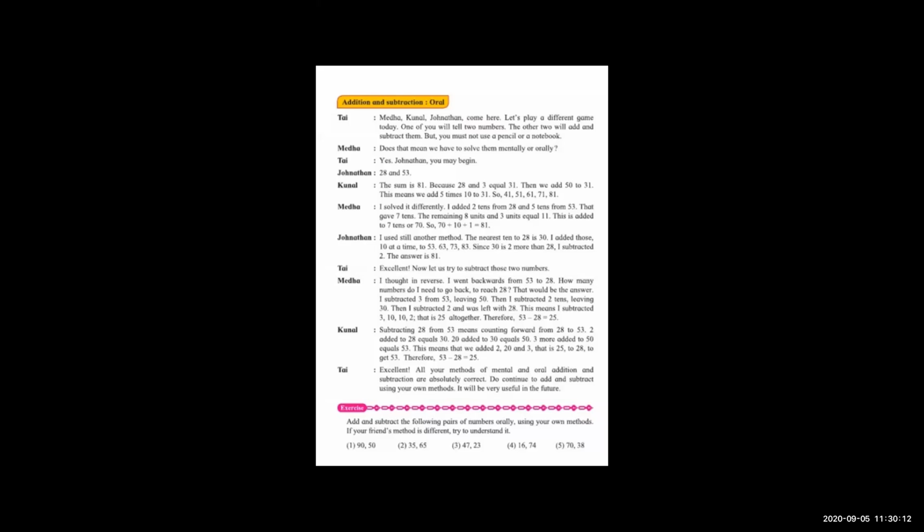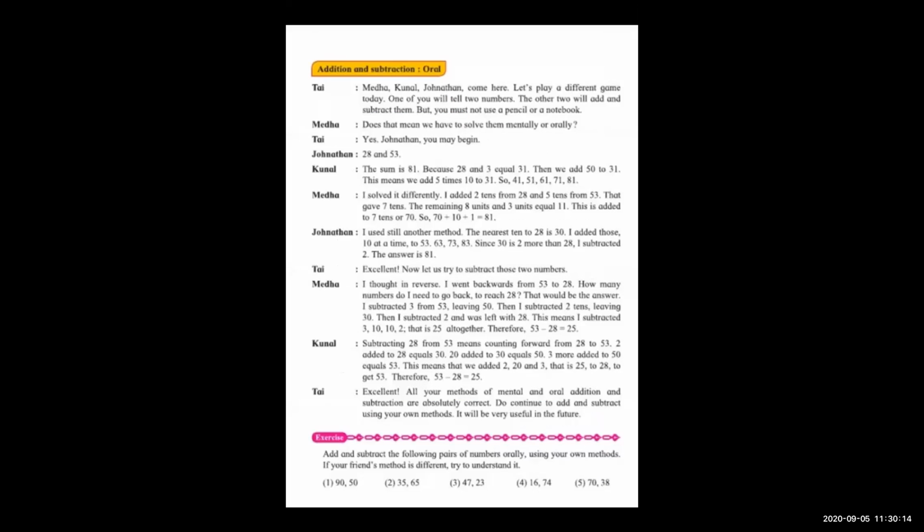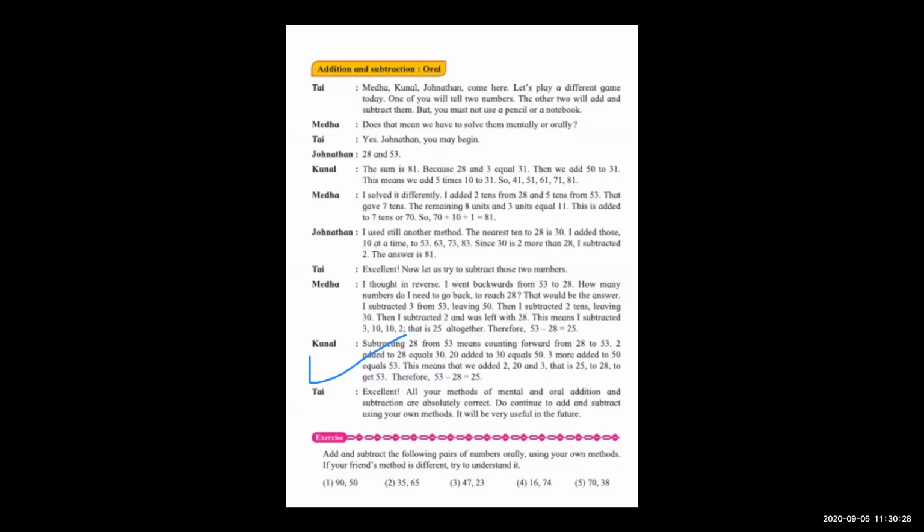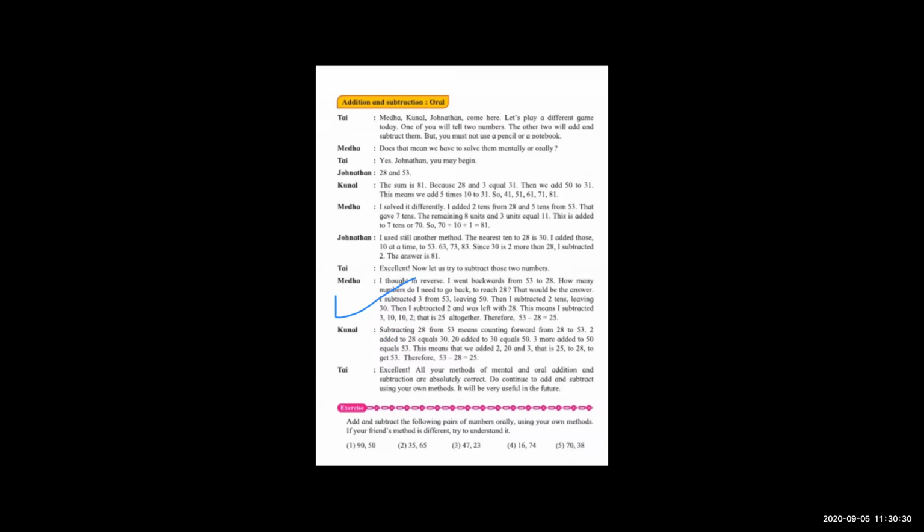Now go to the last sum. This is the second last sum. It is solved by Kunal. See, subtracting 28 from 53 means counting forward from 28 to 53. 2 added to 28 equals 30. That means you want to add 2 to 28. 28 plus 2 is equal to 30.